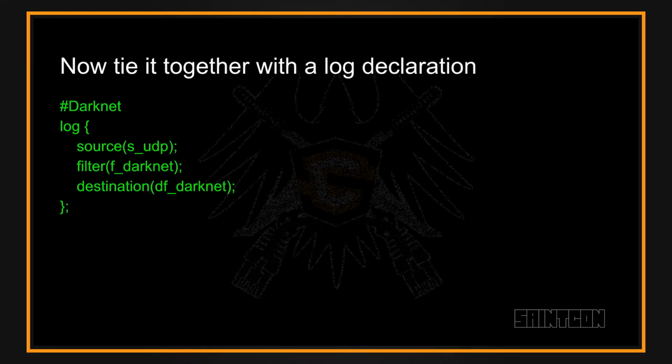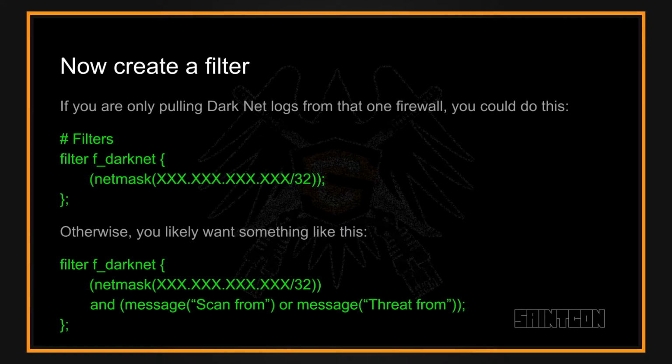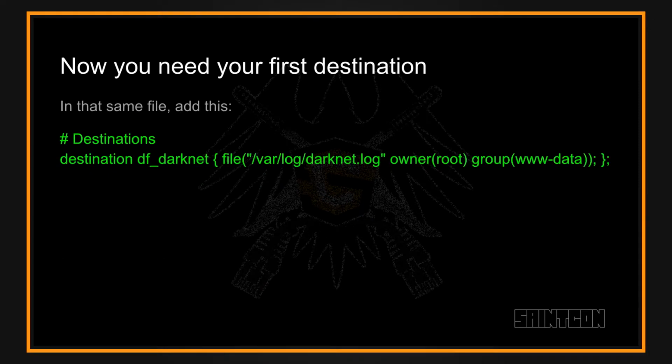And then lastly, we're going to tie it all together with a log declaration. What this does is it says, if the source is UDP, run it through the filter, darknet, that we just created back here. Okay? There's that filter. And if it matches this filter, then stuff it in the destination df darknet, which we declared right here, which means it's going to stuff it in this var log darknet.log file. And that's ultimately what we're trying to do here.